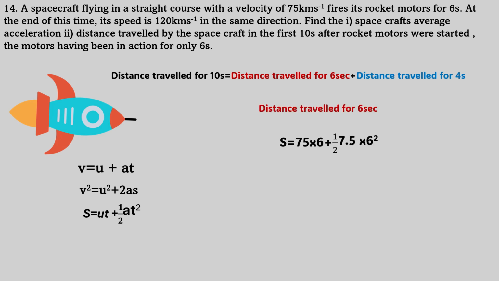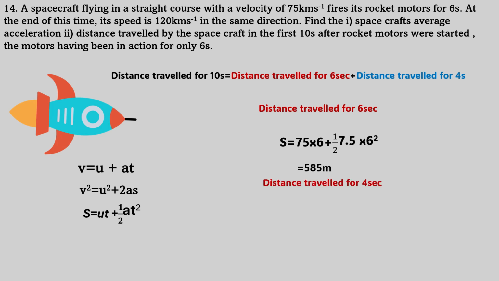So the distance traveled for 6 seconds, s equal to ut plus half at square if you apply. तो s equal to initial velocity 75, 6 सेकेंड के लिए 75 into 6 plus half, the acceleration developed is 7.5 kilometer per second square into 6 square. So you are getting the distance travelled as 585 meter for 6 seconds.